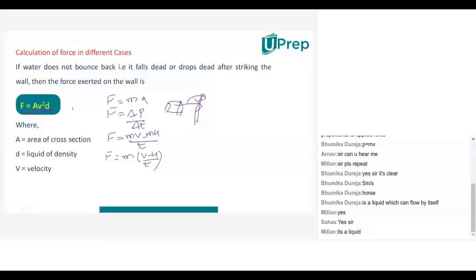Can anybody explain how we got this equation? How did we get this equation, Arnav? Can you explain? No, sir. Okay. So let me explain this particular equation. And after that, whatever equations are there, you have to understand them like this. Okay.